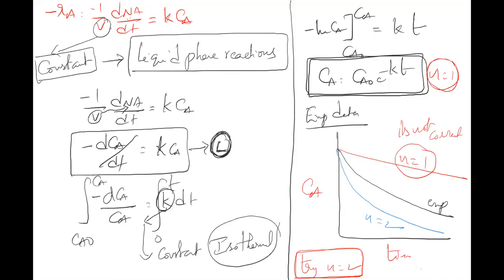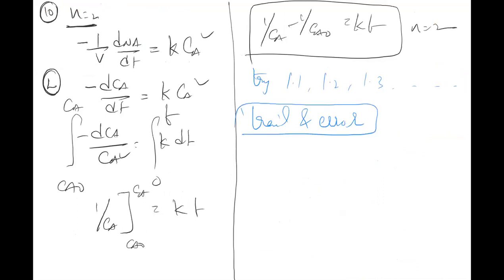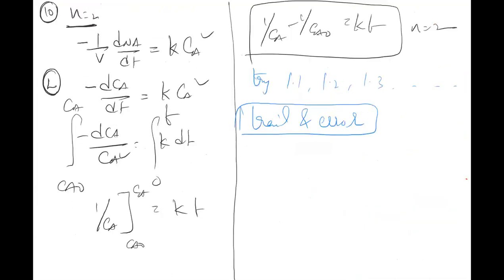So next you try, let's say, 1.1, 1.2, 1.3 like this. So basically this is a trial and error method. Trial until you get, let's say, exactly the same, something like n equal to 1.4 or 1.5, something like that. I'm just guessing a number, it may not be correct. That is how you should do the integral analysis.